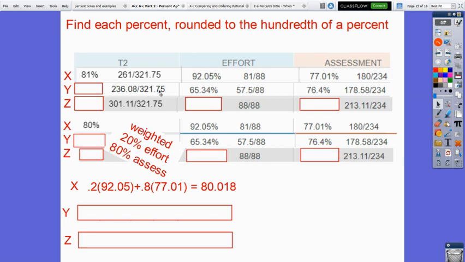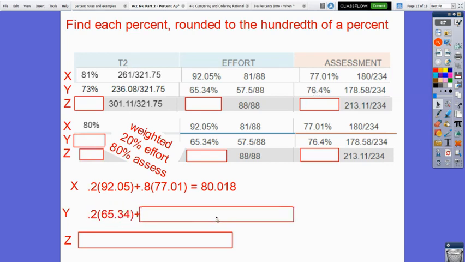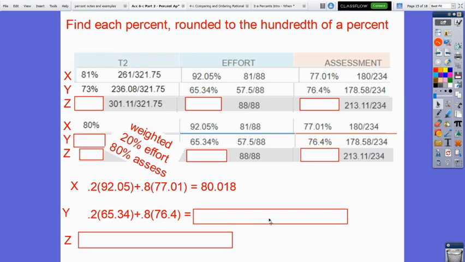Unweighted, this person's average, 236.08 divided by 321.75, is 73%. But the weighted average, effort times 0.2 plus assessment average times 0.8, is 74%. So this person actually benefited by the weighting because their assessment grade is better than their effort grade, and the assessment grade counts more. I'm going to skip the last one here because I think you get the point.